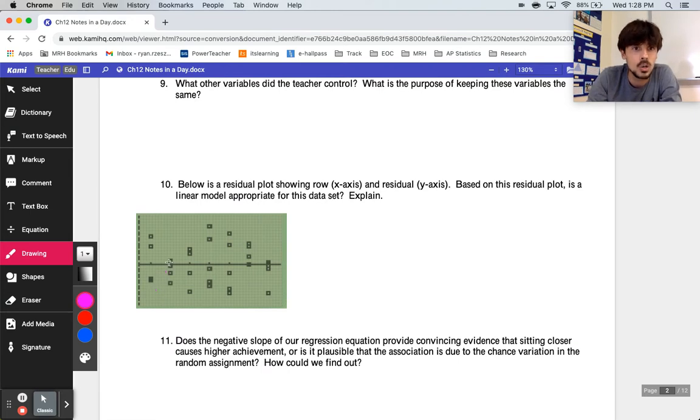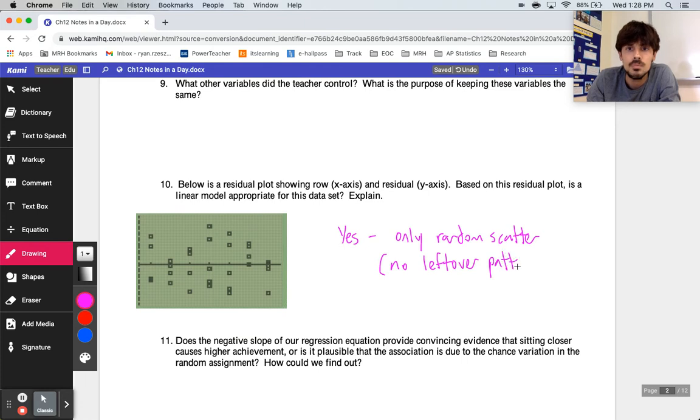If we would see a big curved pattern here in our residual plot like this, that would tell us a line of best fit probably isn't the best call. So in this situation here, a line seems to be doing a pretty good job. It's just random scatter that I'm seeing in my residual plot. So yes, a linear model is appropriate, only random scatter. There's no leftover pattern in the residual plot. Had we seen a pattern, then we would say, hey, a linear model probably isn't the best fit.